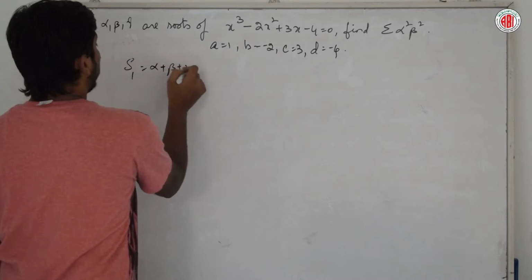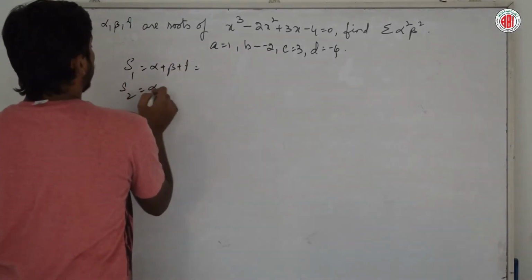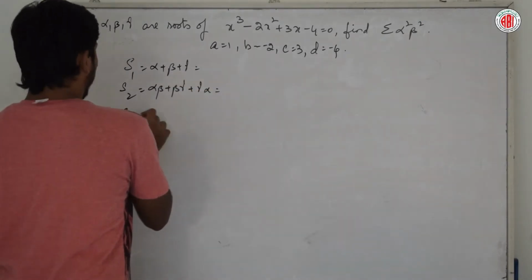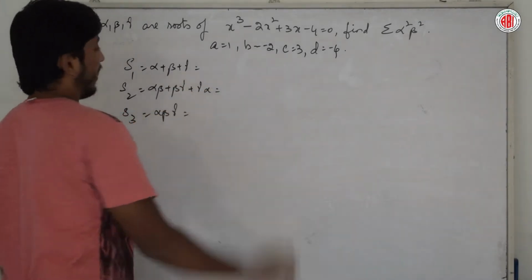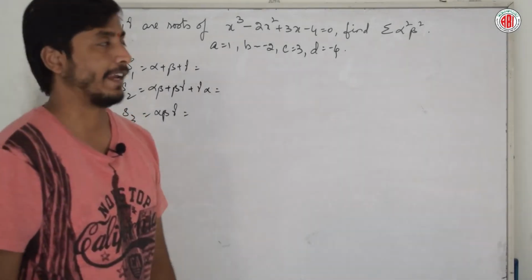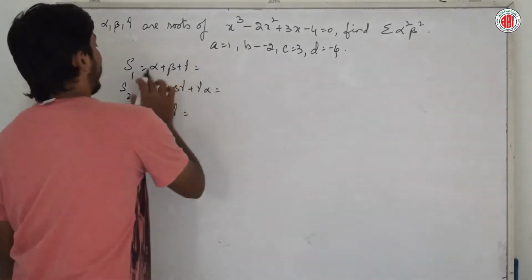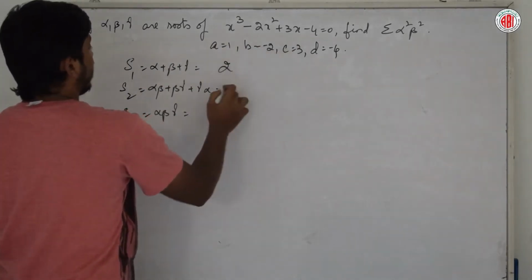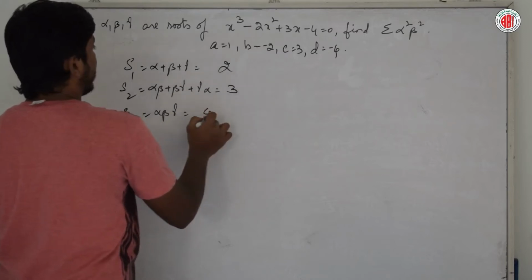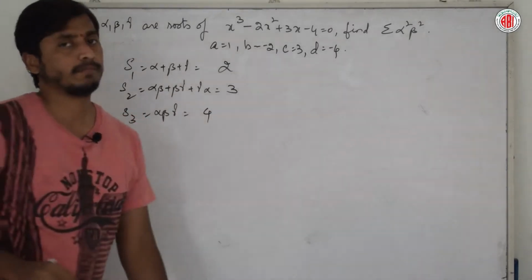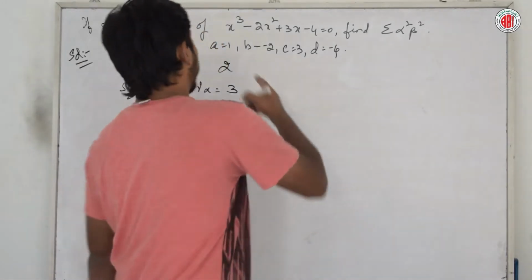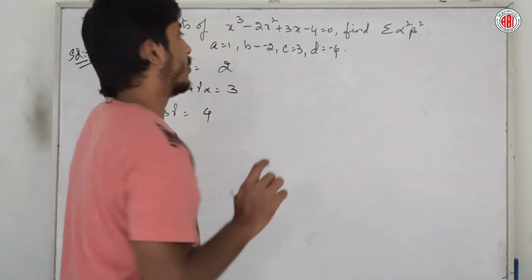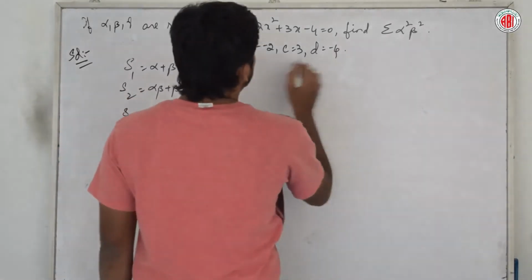S1 is alpha plus beta plus gamma. S2 is alpha beta, beta gamma, gamma alpha. S3 is alpha beta gamma. So alpha plus beta plus gamma is minus b by a, which is 2. This is c by a, and this is minus d by a. No more confusion still here. From here I am going to write directly what S1, S2, S3 are. So what did he ask us to find?